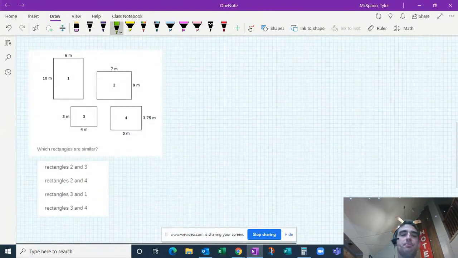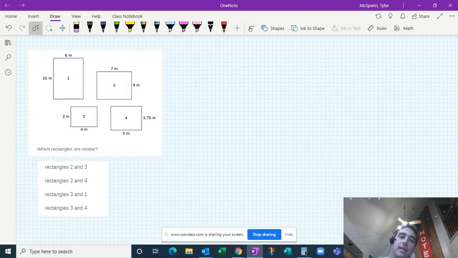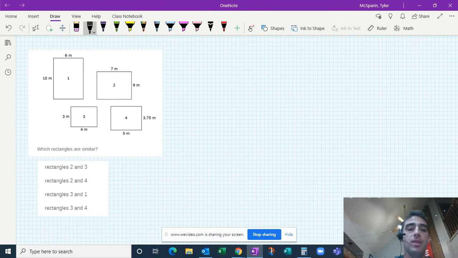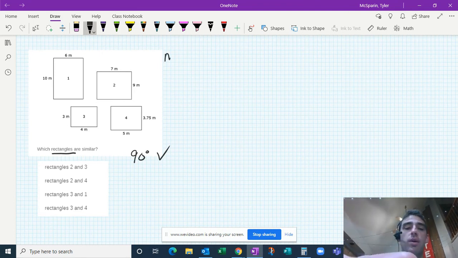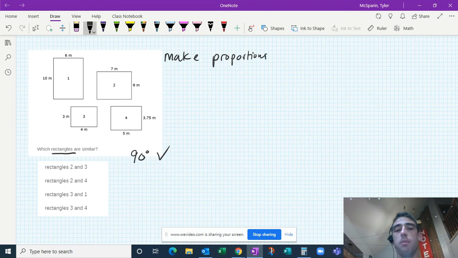Okay, now this one, guys, can be a little tricky. We're trying to identify which ones are similar. So again, it says rectangles. Rectangles takes care of those 90-degree angles, so angles are good. We don't need to worry about angles. What we do need to worry about is proportional sides. So we are going to make proportions, and we're going to compare them.